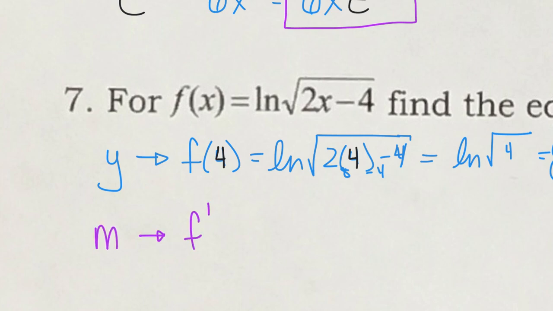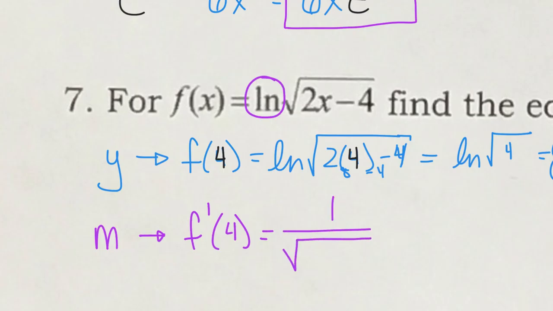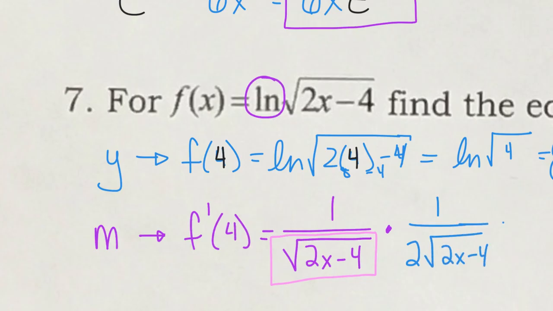That's our y value. Okay, and the second thing we need to know is the slope. And to find the slope, we have to take the derivative evaluated at 4. Okay, the slope comes from the derivative. So this is, once again, going to be a natural log derivative. So hopefully you've memorized your natural log derivatives. So 1 over the square root of 2x minus 4 times the derivative of the square root of 2x minus 4. Hopefully you've memorized this one also. That's 1 over 2 times the square root of 2x minus 4 times 2, because we have to do the chain rule and find the derivative of your inside last.